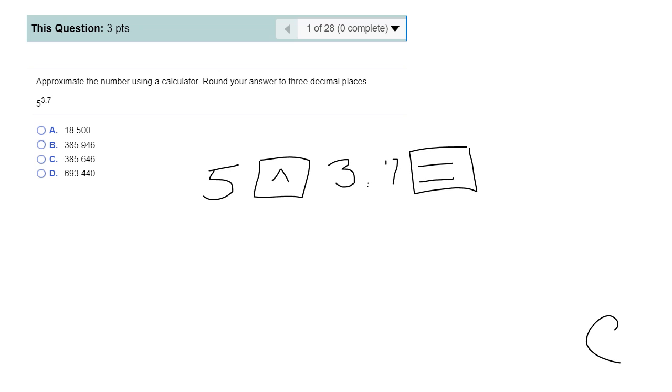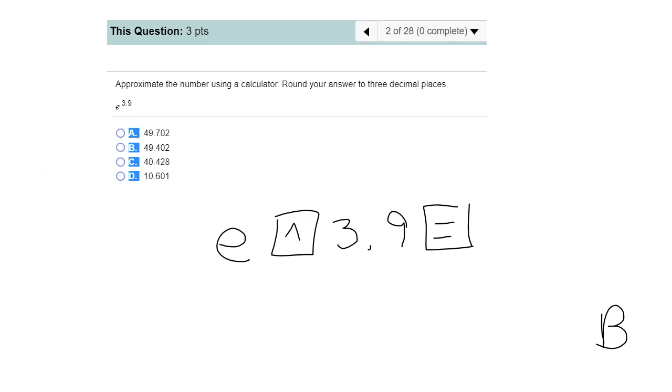Question number 1 is simply a calculator question. You'll see off to the side where you would type in the base, then with whatever exponent key your brand of calculator has, then you would type in the 3.7 equals. That would give me the correct answer of C. Be careful when choosing the answers because B and C are very close.